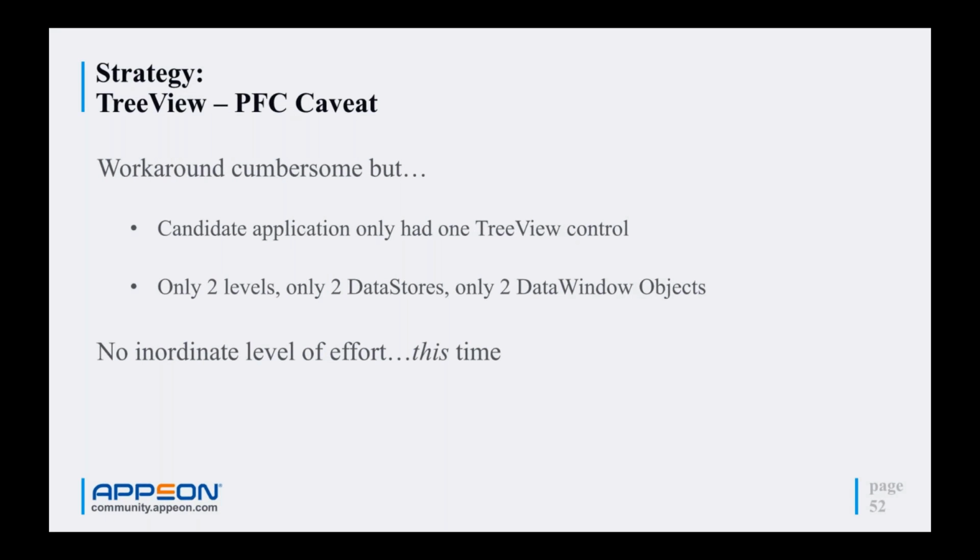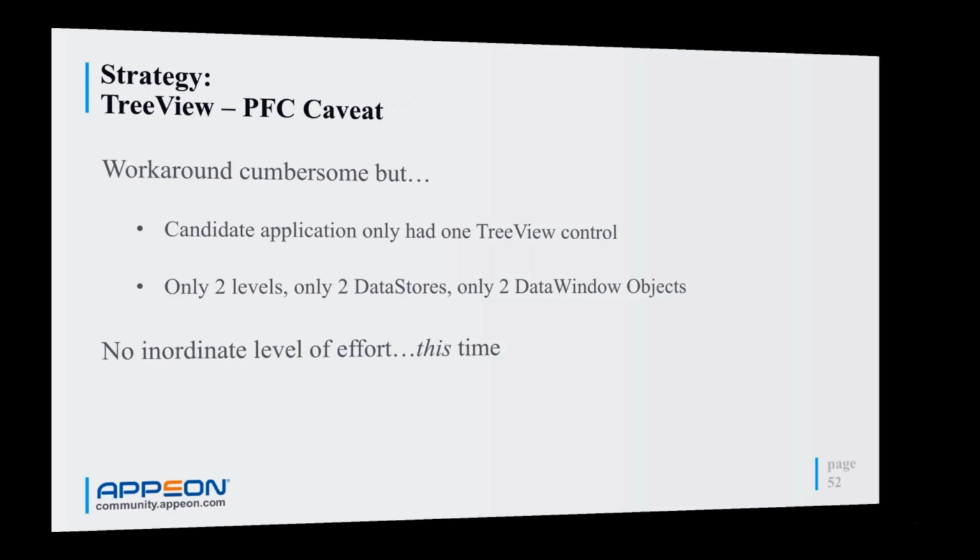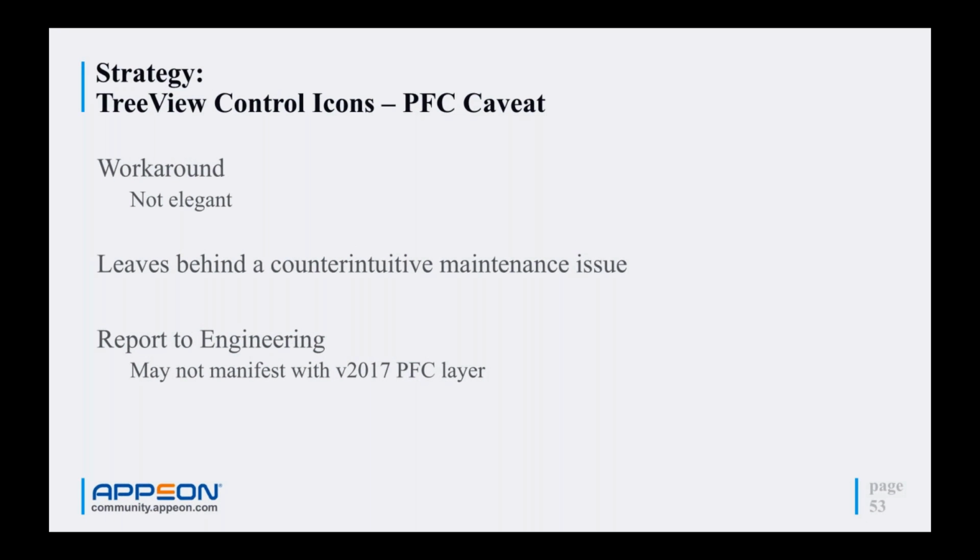Now, while this workaround is cumbersome, the candidate application had only one TreeView control in the entire application with only 2 levels, so this workaround did not entail an inordinate level of effort for now. The workaround wasn't elegant. It leaves behind a counterintuitive maintenance issue, but the customer is going to be reporting this to engineering so that it is addressed. This may not manifest once they migrate to the version 2017 PFC layer, but we will see, and we will be working with this customer to monitor that progress.